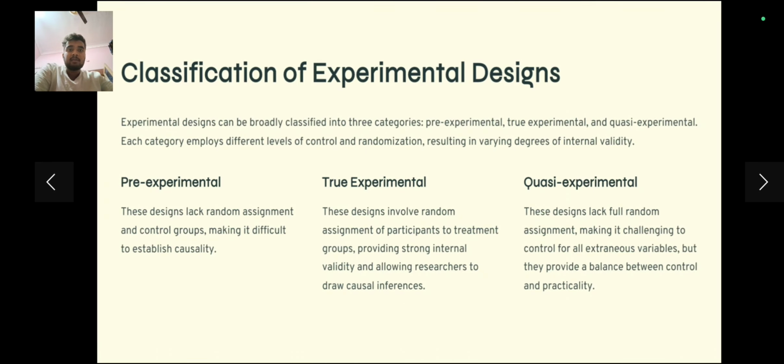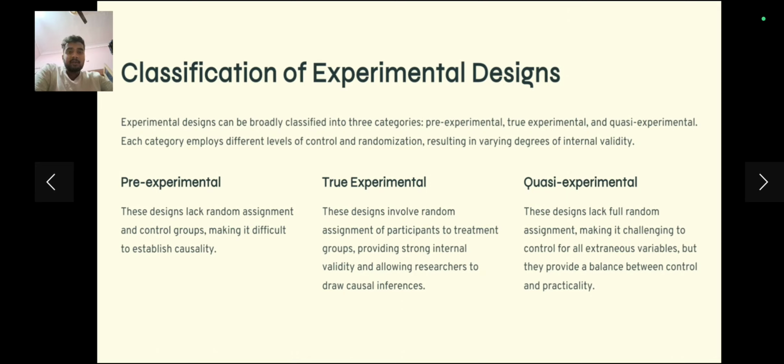Experimental designs can be broadly classified into three categories: pre experimental, true experimental, and quasi experimental. Each category employs different levels of control and randomization, resulting in varying degrees of internal validity. Pre experimental: these designs lack random assignment and control groups, making it difficult to establish causality.